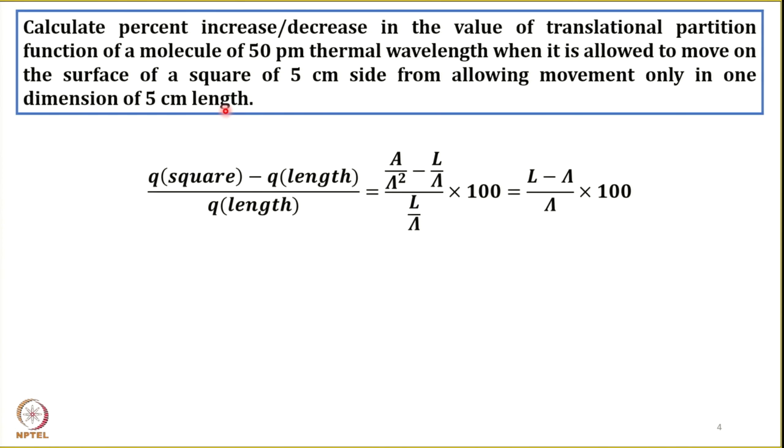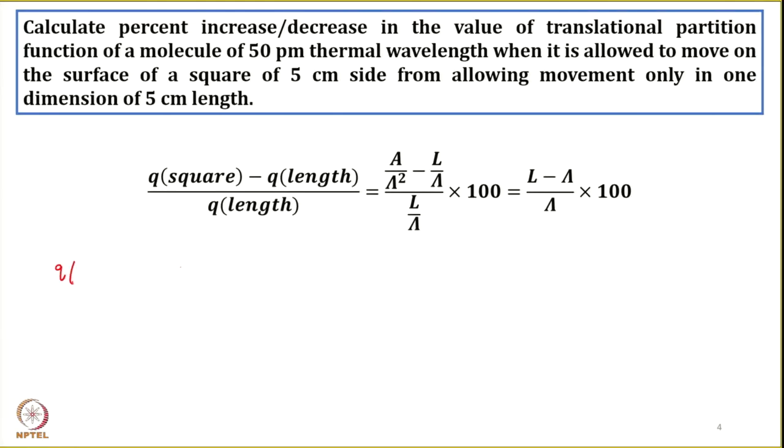That means we are considering two scenarios. One scenario is that the molecule is allowed to move only in one dimension, that is a length of 5 centimeter. The second scenario is that the molecule is allowed to move only on the surface of a square, and that side is also 5 centimeter. So we need to think about the partition function for a molecule which is free to move in one dimension, and for a molecule which is free to move in two dimensions. Of course, at this time we will be concentrating on the translational contribution.